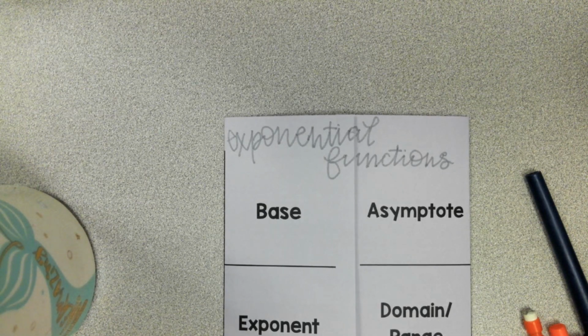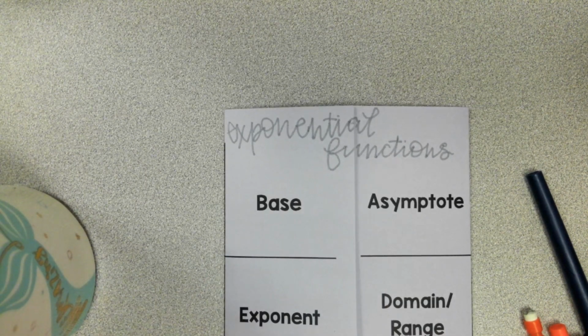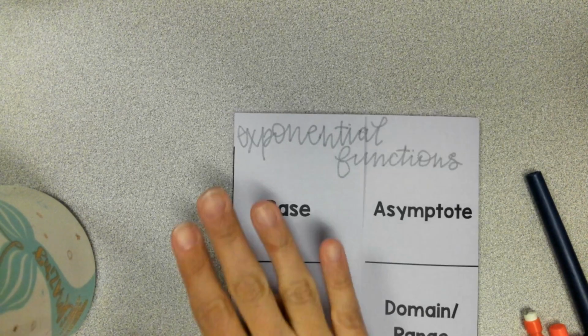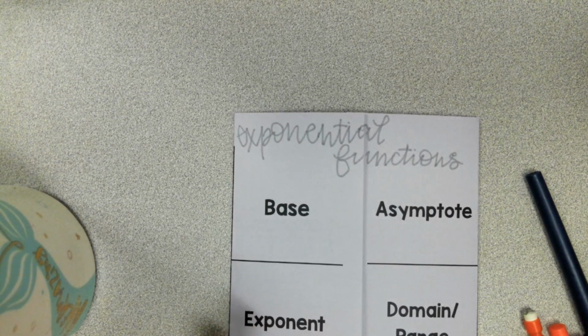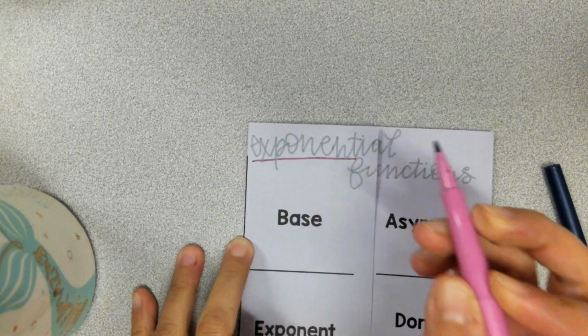Alright, welcome, and in this unit we are talking about exponential functions. We've talked about linear functions, which create a line. So now we're moving on to exponential functions, and the main part of this is the exponent part. This has the word exponent, so that means our function, our equation, is going to have an exponent in it.